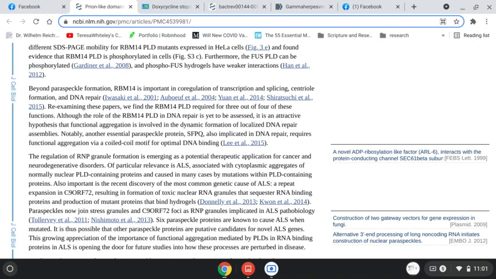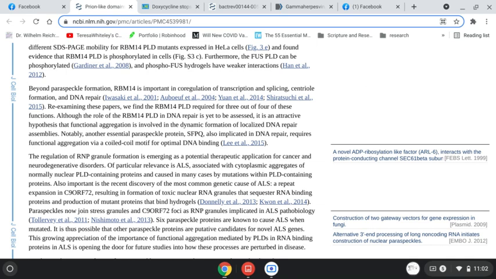Paraspeckles now join stress granules and C9orf72 foci as RNP granules implicated in ALS pathobiology. Six paraspeckle proteins are known to cause ALS when mutated. It is thus possible that other paraspeckle proteins are putative candidates for novel ALS genes.